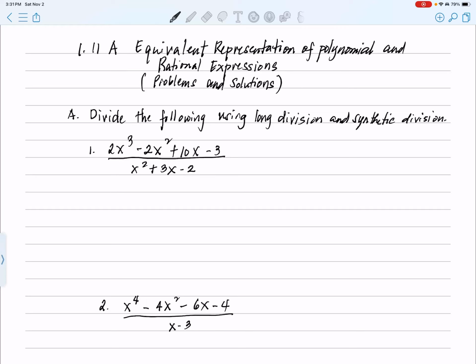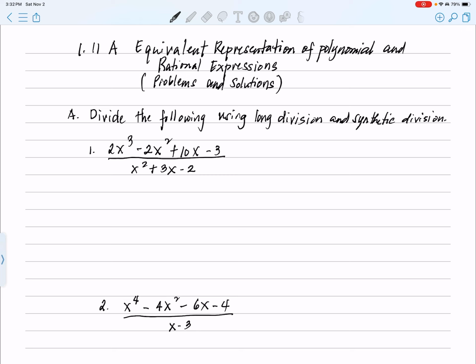Welcome to Matematika. Today we're going to do problems and solutions of 1.11a, equivalent representation of polynomial and rational expression. We'll start with A. Divide the following using long division and synthetic division.